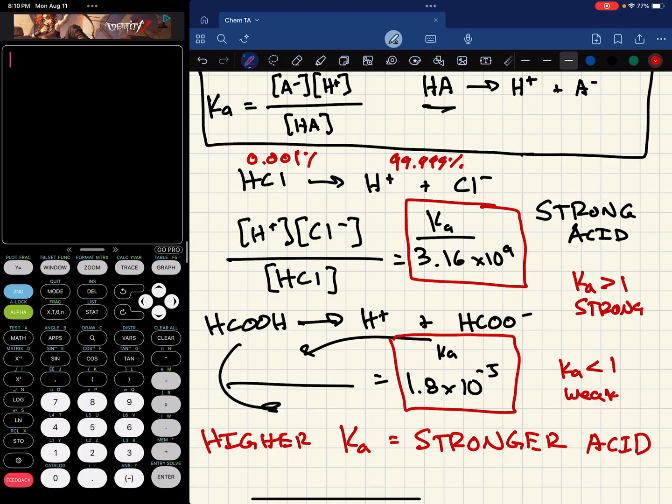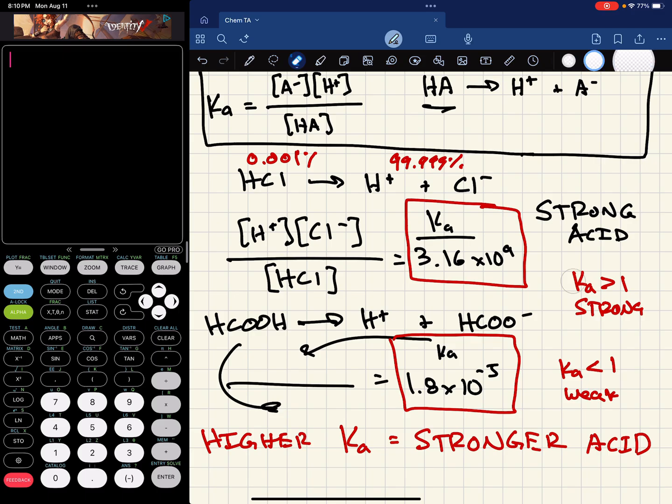This isn't a trend you really need to know. I would just know the difference between which one is stronger. Like if I gave you a list of Kas and said, which one of these is the strongest acid in this group? Know how to differentiate that. And it's just going to be the biggest number, whichever Ka is the biggest.